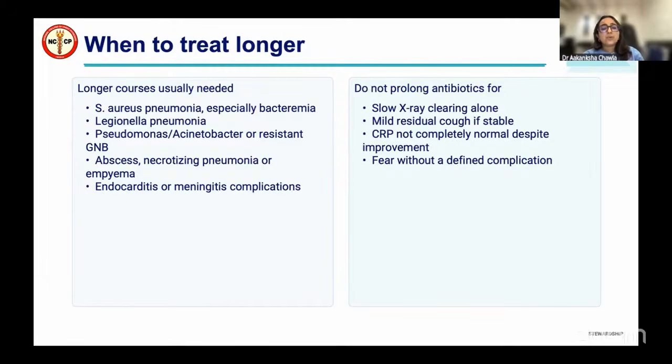So do not prolong antibiotics for a slow X-ray clearing alone, a mild residual cough if the patient is doing well, or CRP not completely normal despite clinical improvement.